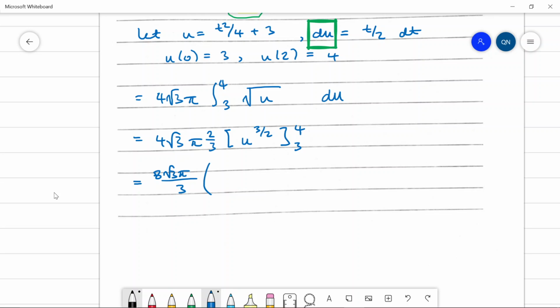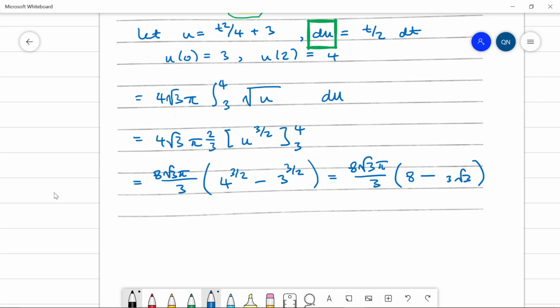And then we have this part over here. So what's 4 raised to the 3 halves? And then what's 3 raised to the 3 halves? Right, so that's just going to be 8 square root of 3 pi over 3. And then we have 4, you take the square root of 4, which is 2, and then you cube it, which is 8. So we have an 8 over here minus 3. This is just basically root 3 times root 3 times root 3. Right, that's just going to be 3 root 3. Oops. So we have 3 root 3.